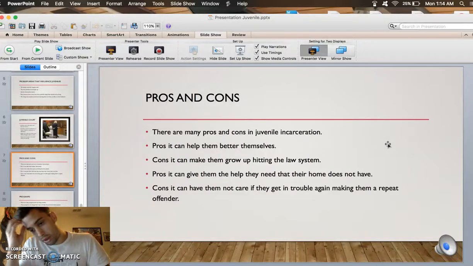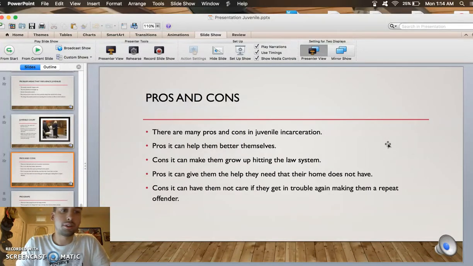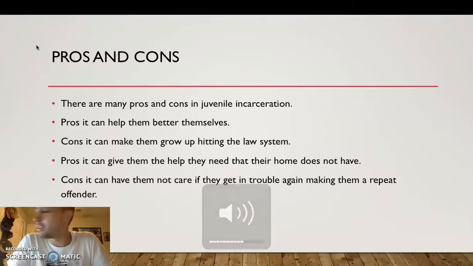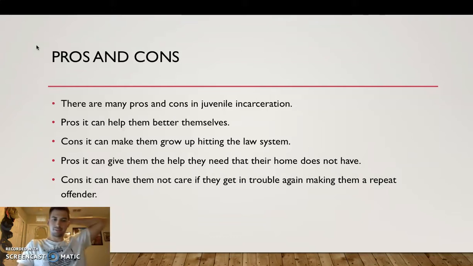Pros and cons. Yeah, I'll let my other self handle this one. There are many pros and cons. I want to say I could be looking at this in the wrong way, but the same pros could also be cons. So if you're thinking right now that something is a pro, I think it could also be a con.